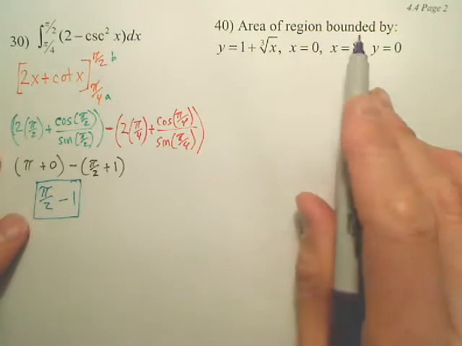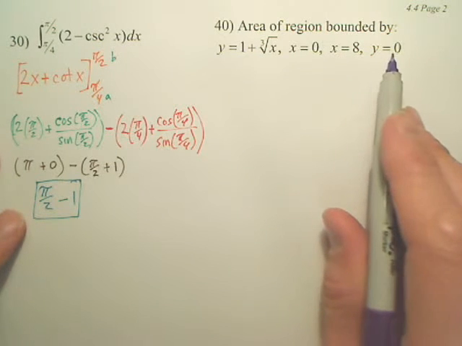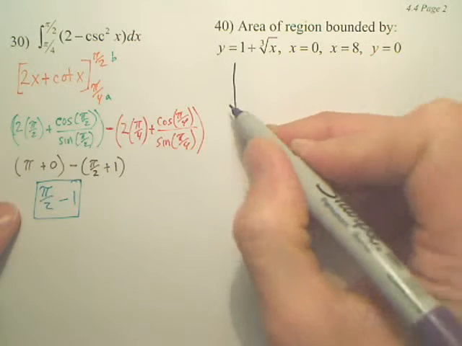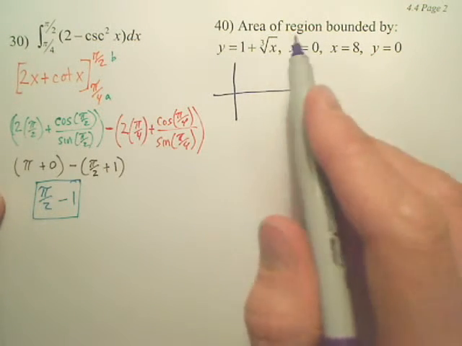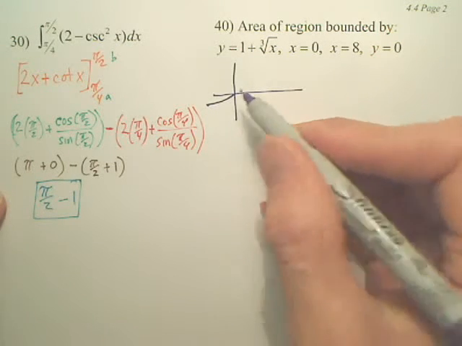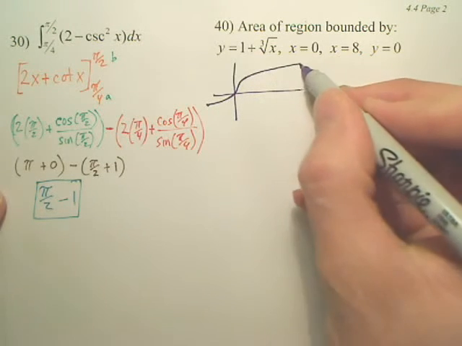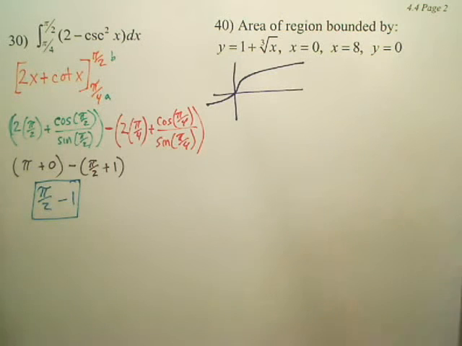If we're going to find the area of the region bounded by this graph, x equals 0, x equals 8, and y equals 0, let's make a quick little sketch. Now you all know what this graph looks like, correct? Just kidding. The graph looks something like this, because my handy dandy graphing calculator gave it to me. Something like that. Now, you wouldn't know that, but for now, that's what it looks like.